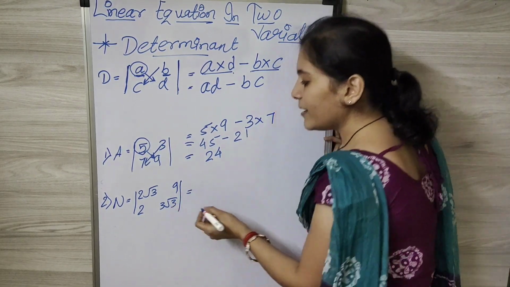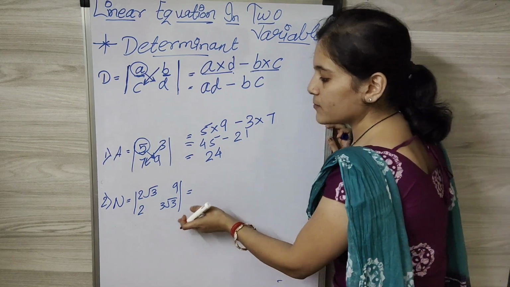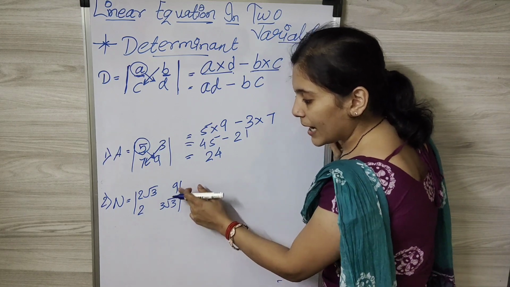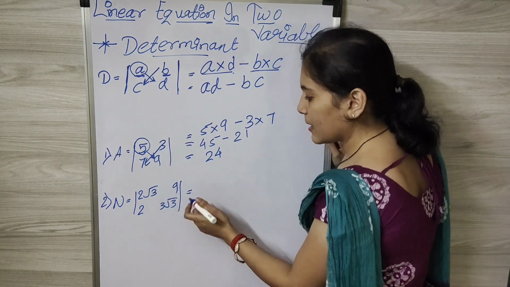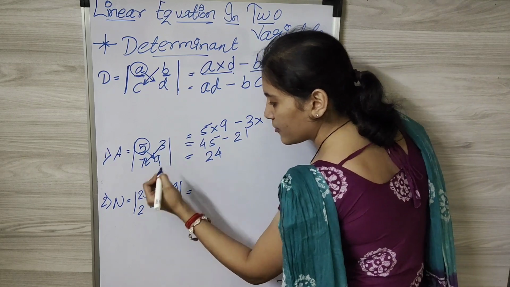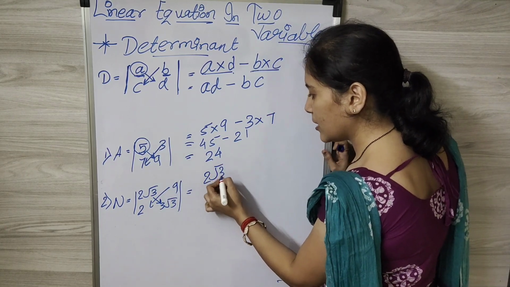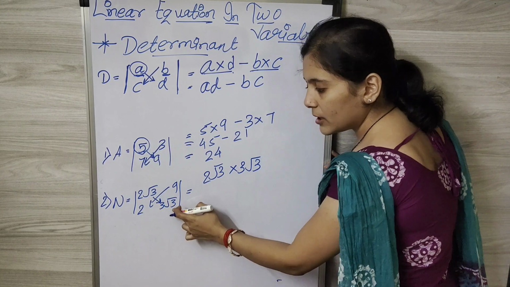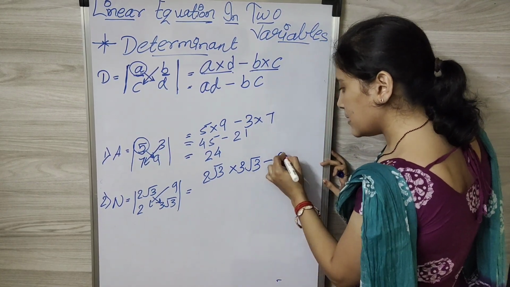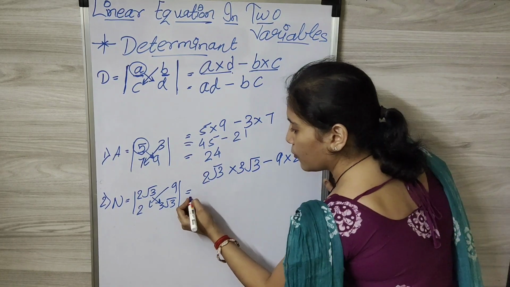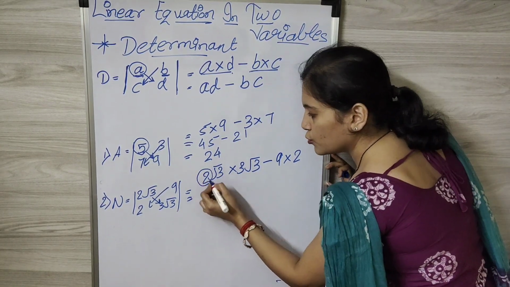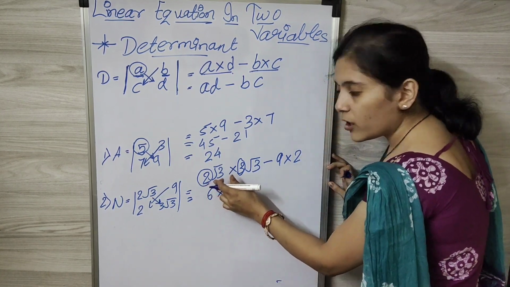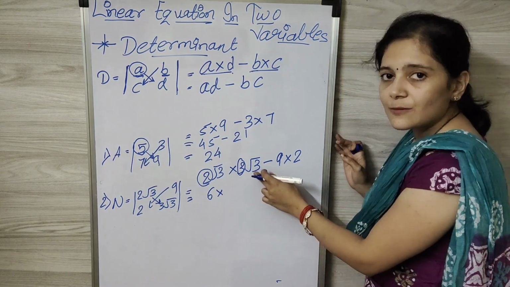See, now when it comes to under root, how do we solve it? So N is equal to 2 under root 3, 2, the next value is 9, and 3 under root 3. In this type, first I am going to cross multiply. 2 under root 3 into 3 under root 3 minus 9 into 2. Now 2 into 3, 2 threes are 6, right? The relation between 2 under root 3 is multiplication, and 3 under root 3 is multiplication.